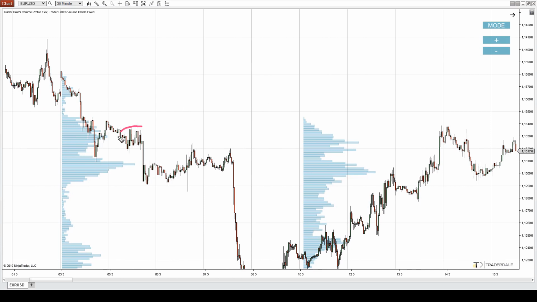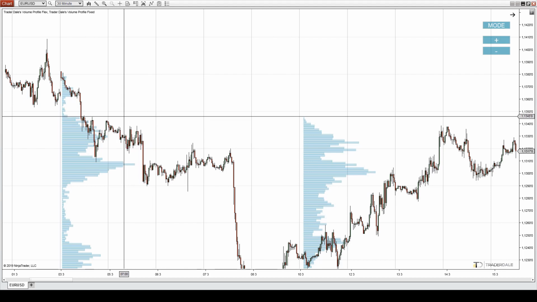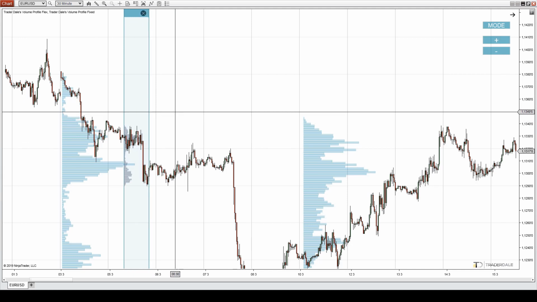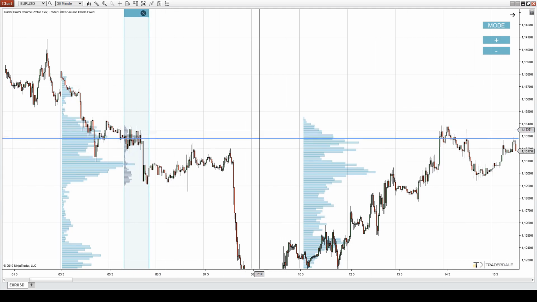Now in here, there is a rotation followed by a selling activity. So this basically is the volume accumulation setup. So let's use the flexible profile over this area to see where the volumes were the heaviest. It's in here.